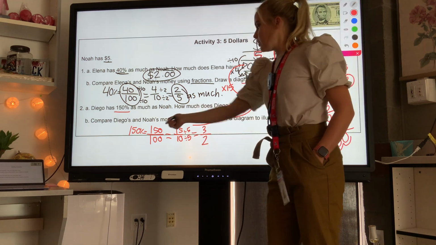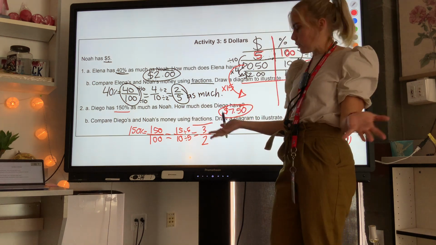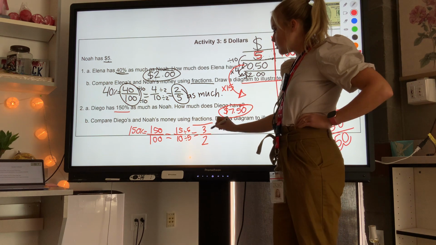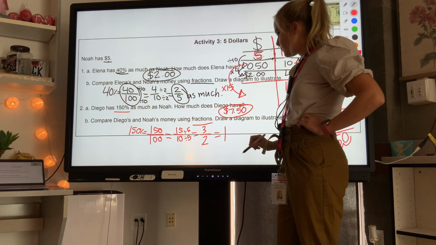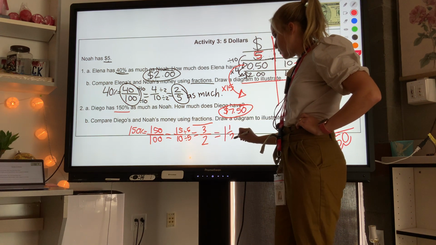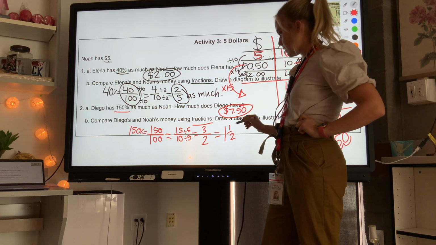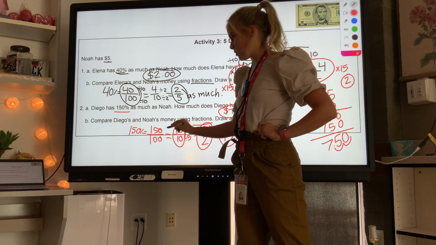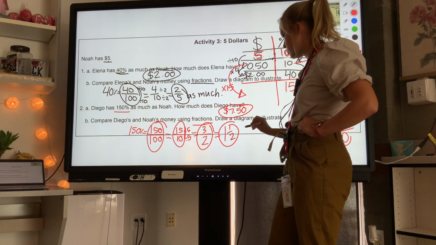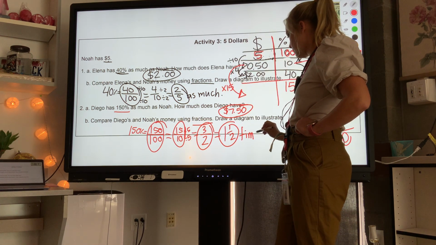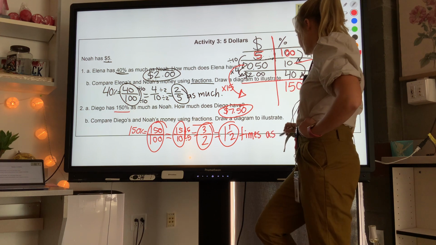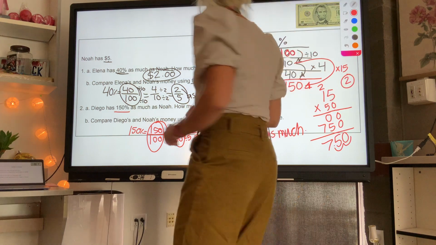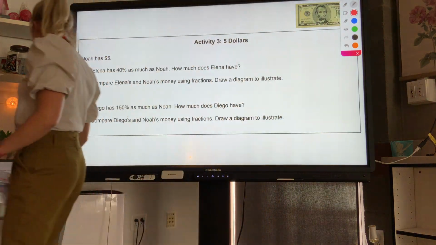So all of these fractions are fractions we could use, but I'm just simplifying it to get the most simplified fraction. 2 goes into 3 one time with 1 left over. So I could say it's 1.5 times as much, or 3/2 times as much, or 15 tenths times as much, or 150 times as much. Okay. So make sure you write it down. Ask questions if you need it.